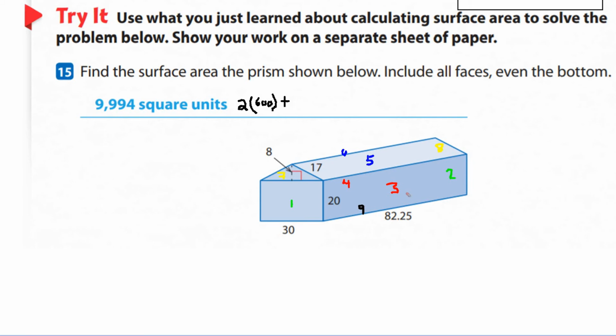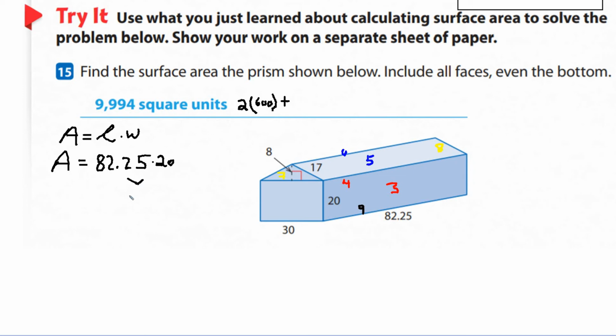Let's do the right side, numbers 3 and 4. Let me erase 1 and 2 because we did them. 3, again, it's a rectangle, and it's 82.25 by 20. So area, it's a rectangle. Again, length times width, or you can do base times height, but the length would be 82.25 times the width, which is 20.